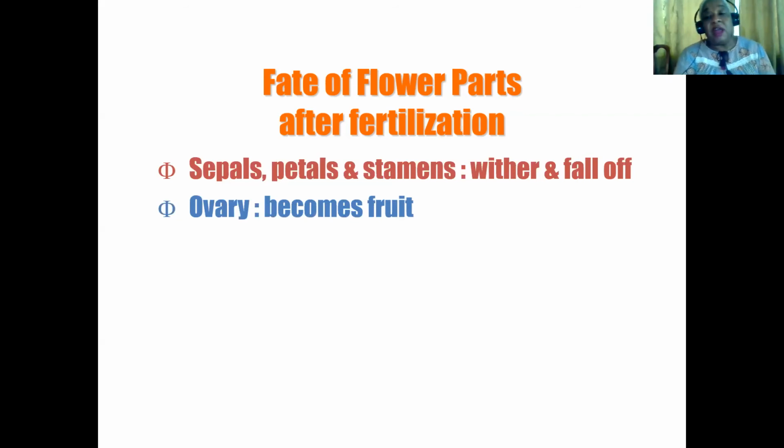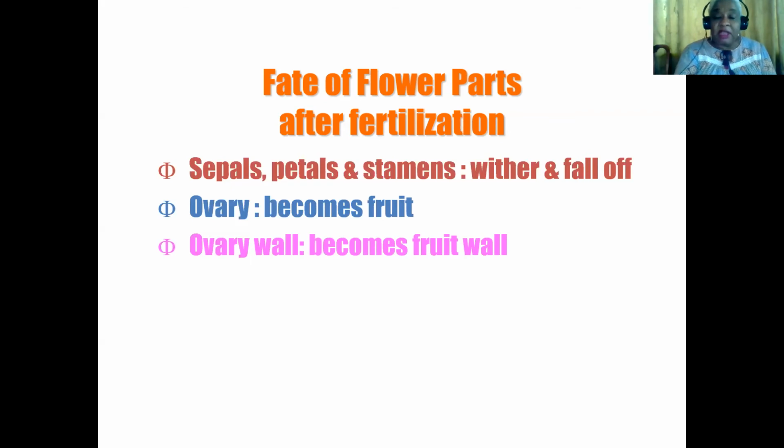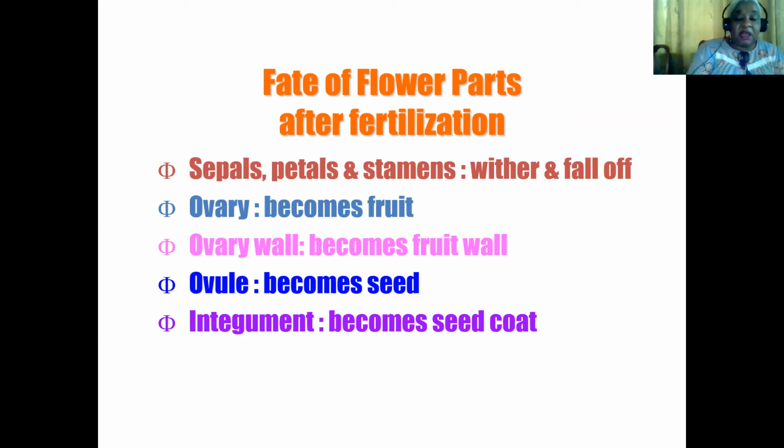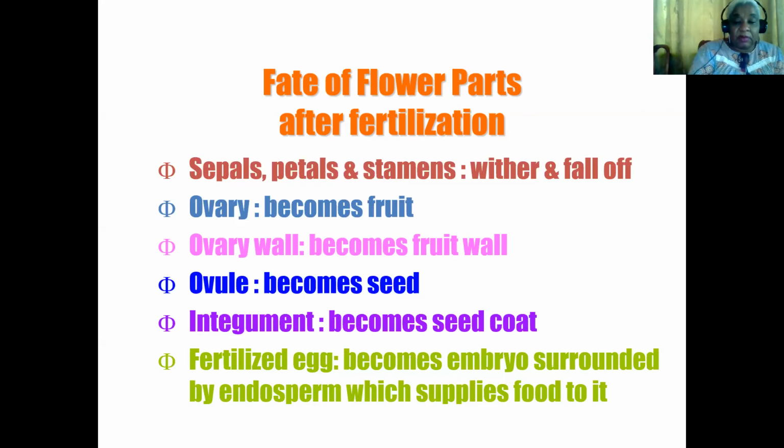The ovary, a fertilized ovary, becomes a fruit. The ovary wall becomes a fruit wall. The ovule becomes a seed. So the fertilized ovule is your seed. The integument becomes your seed coat. The fertilized egg becomes the embryo, surrounded by an endosperm, which supplies food to it. The embryo of a plant has an embryonic root and an embryonic shoot.